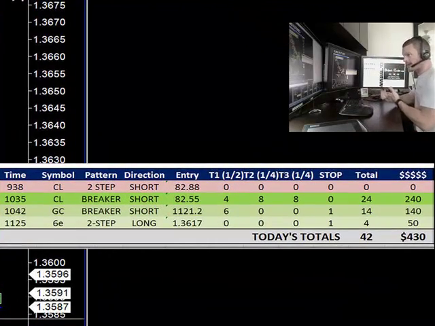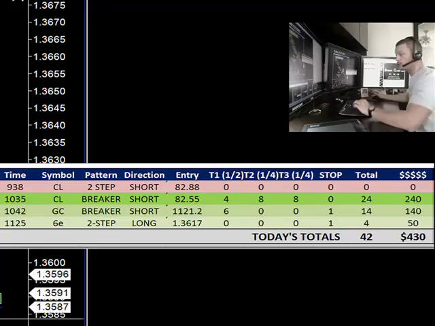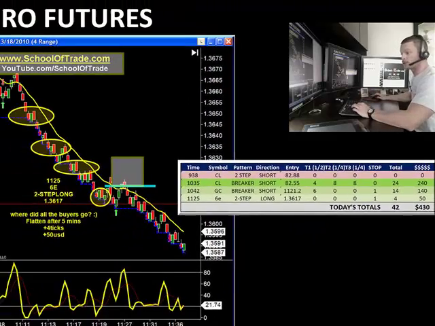4 total trades today, guys. Had 1 scratch, 42 ticks total, guys. Another nice winning day here in the room.